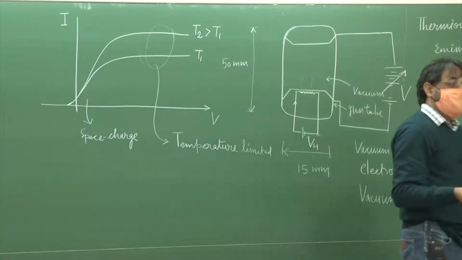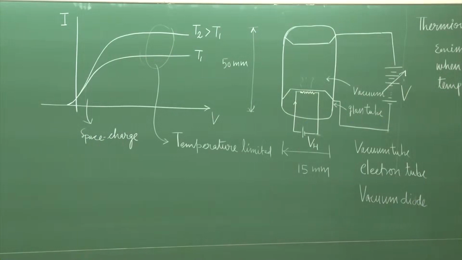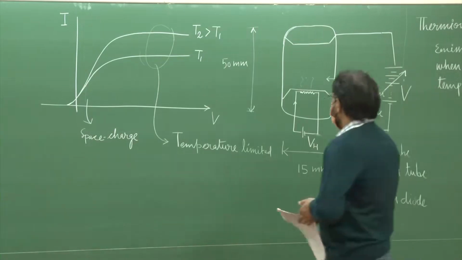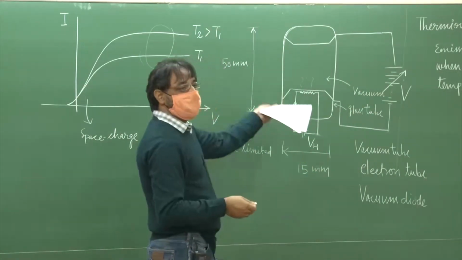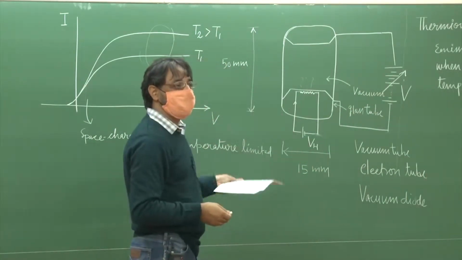Because the current is determined by the temperature of the metal. The higher the temperature, the more the electrons will come out, right? And the higher will be the saturation current, right? Does it make sense to you? So if your temperature is too low, let's say at room temperature, no electrons are coming out. You will not have any IV characteristics.